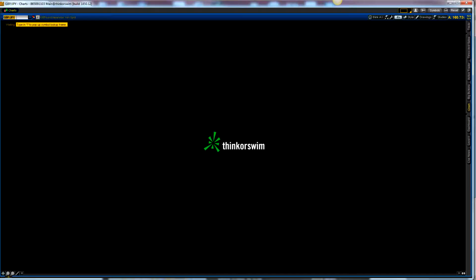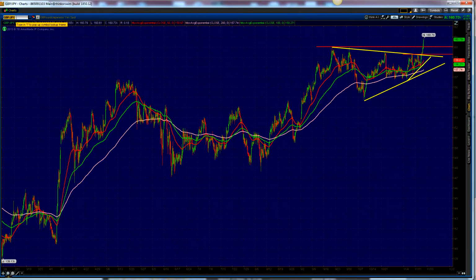Let's look at pound yen. Pound yen continuing to push higher. I talked about this. This was a chart of the day yesterday. Broken out. We're now on our way higher. Major support becomes this 160 figure, these previous highs here. That would actually be a very nice opportunity to buy if you're not in this move already.